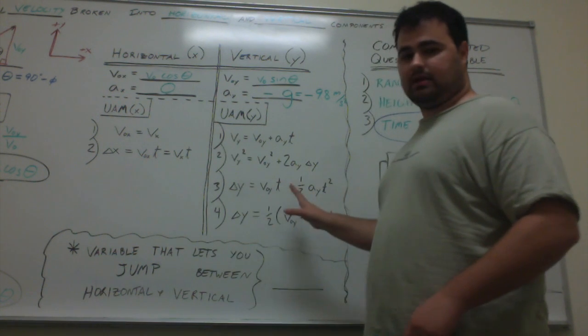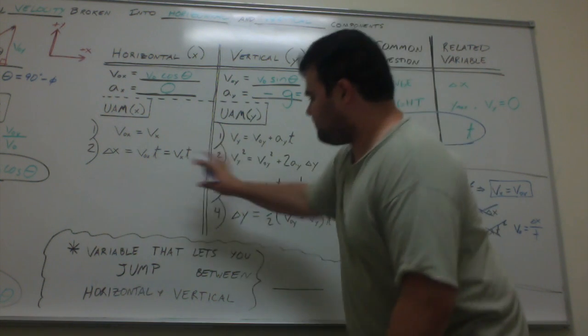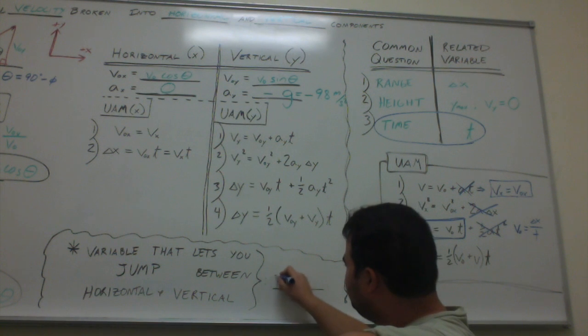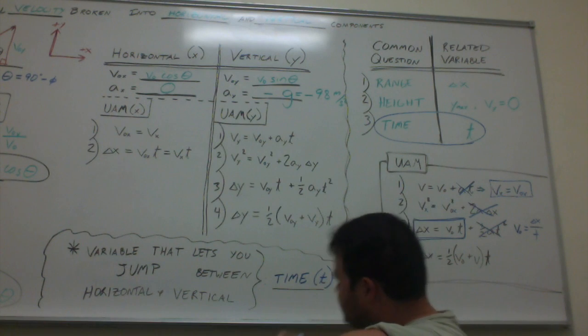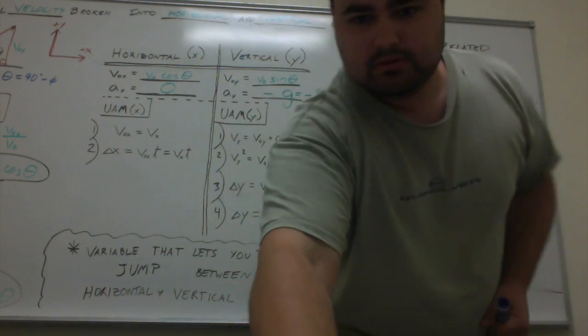And I'll demonstrate that in the example coming up. But just keep in mind, if you ever need to transfer from one side to the other, the variable that lets you jump between the horizontal and vertical components is time, t. So with that, we're now going to jump to an example.